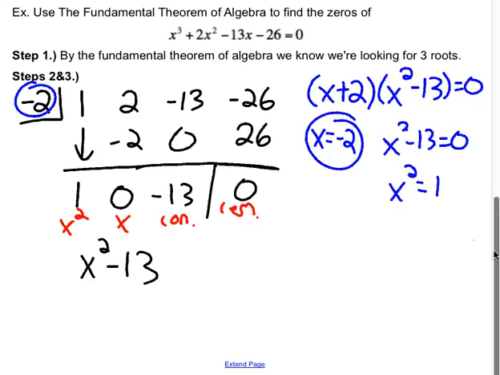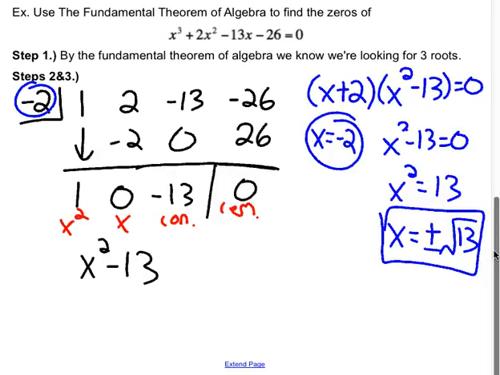Because remember, each factor is producing a solution when it equals 0. So here I add over the 13, square root. Whenever you square root, you've got a plus or minus. And there's nothing we can do with the square root of 13, so we just have to leave it.